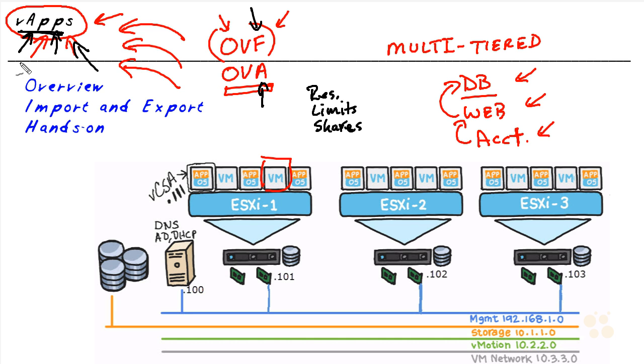Another benefit of the vApp is that we can also control the boot order of the VMs. So we can power on the vApp, and then through its configuration we can say, okay, we want the database VM to come up first, and then after 120 seconds we want the web VM to come up, and then after another 120 seconds we want the accounting VM to come up.